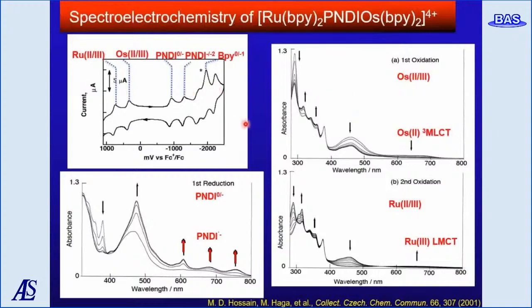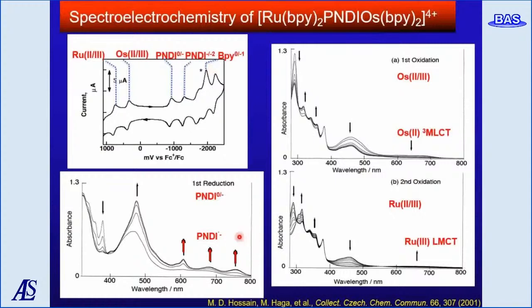Here is shown the cyclic voltammogram of the ruthenium-NDI-osmium triad complex in acetonitrile. There are two oxidation peaks, which can be assigned to the osmium 2/3 and ruthenium 2/3 couples from the lower potential side. In the reduction process, there are 5 successive peaks. At first, NDI reduction, followed by the second NDI reduction, and then the bipyridine ligand reduction waves follow.